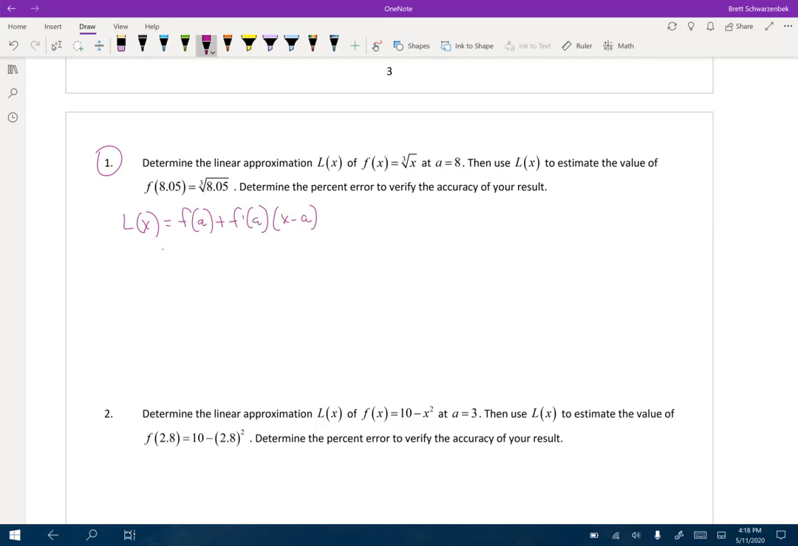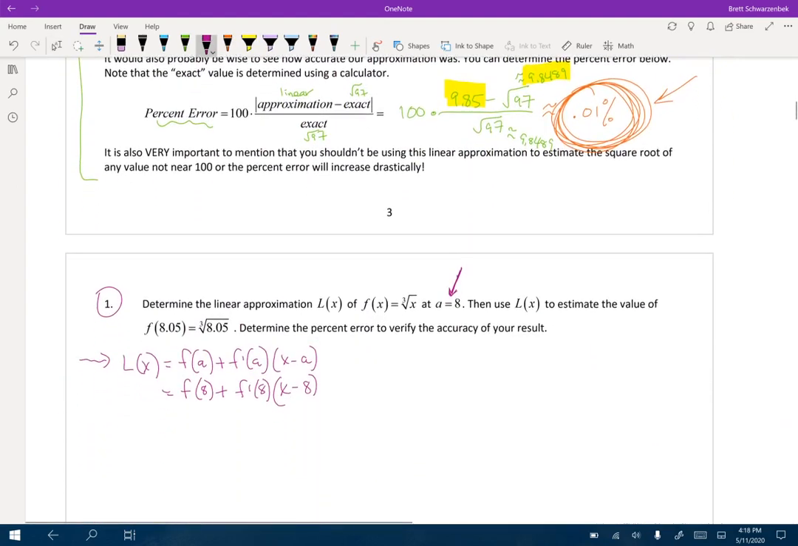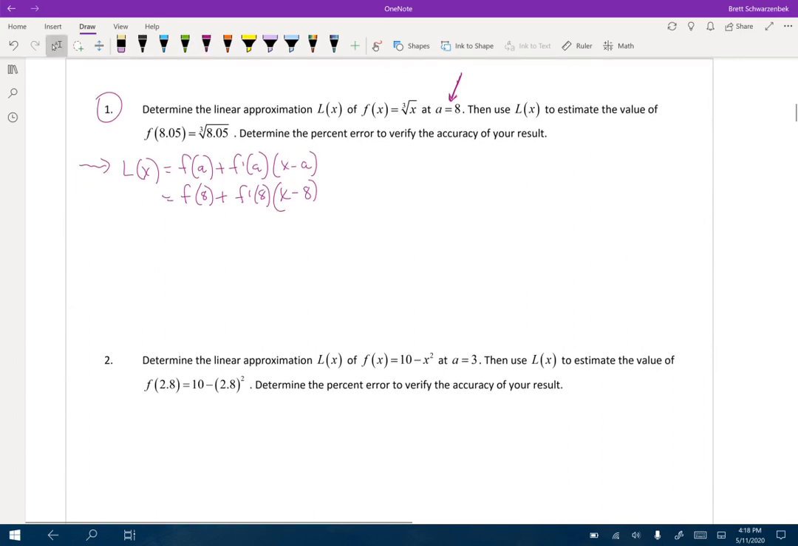If we plug in our value of a, which is here, remember, you want to be careful with this, just because I've had students that plug in 8.05. That means you're probably not understanding, because the linear approximation is based on what we know. It's just like in the first problem, it was based on 100. We knew what the value at 100 was. So we based the tangent on that value because it's a known thing.